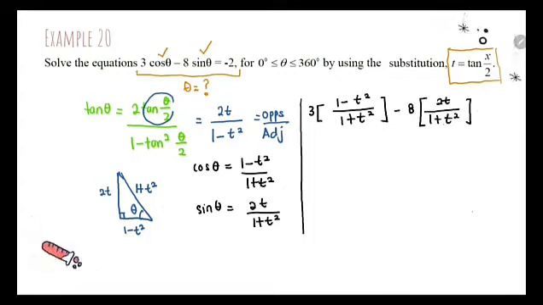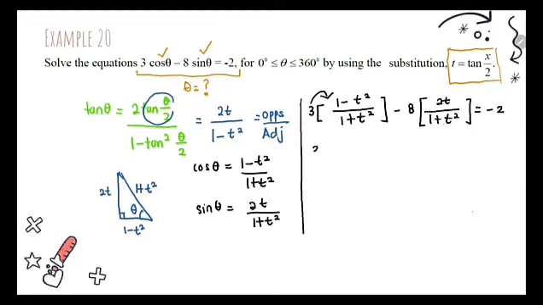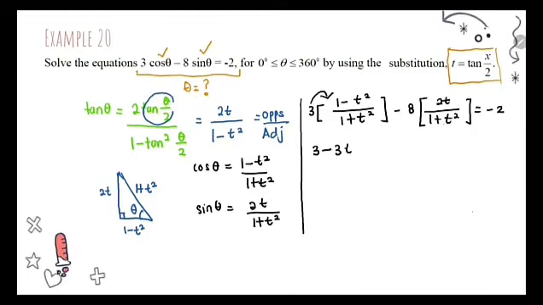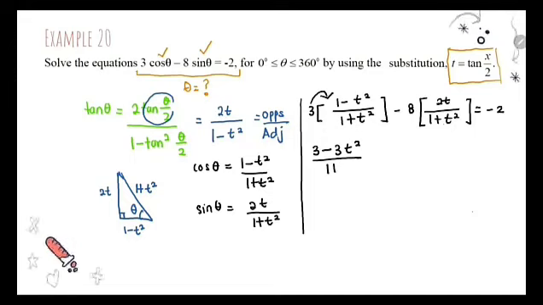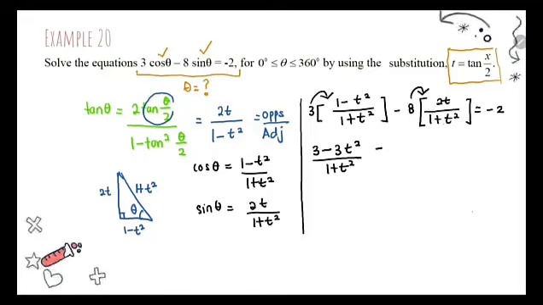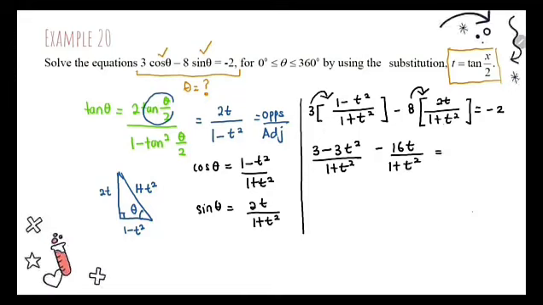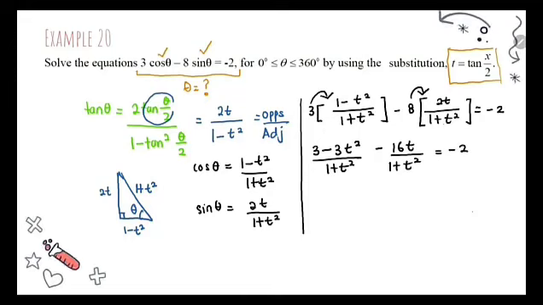So 3 cos theta minus 8 sin theta equals negative 2. We're going to key in sin theta and cos theta in terms of t. Once we have done this, we're going to simplify. How to simplify? We multiply 3 into the term. So this is going to be 3 minus 3t square divided by 1 plus t square. Same goes for 8 and 2t. So this is going to be 16t divided by 1 plus t square equals negative 2.